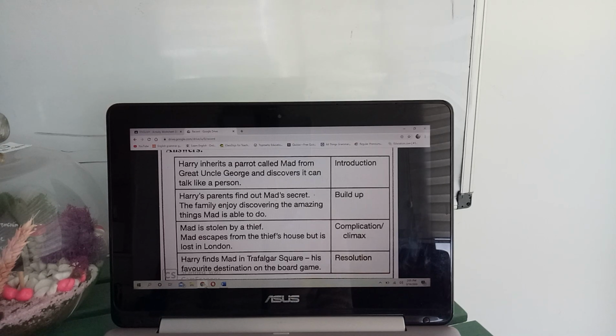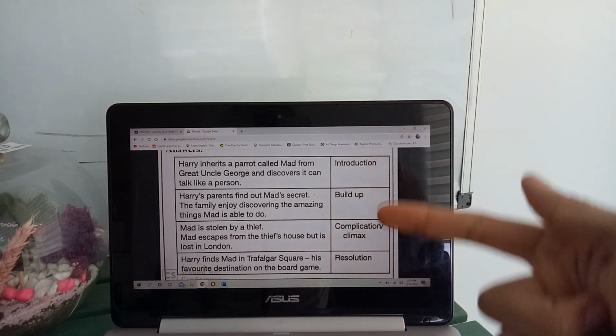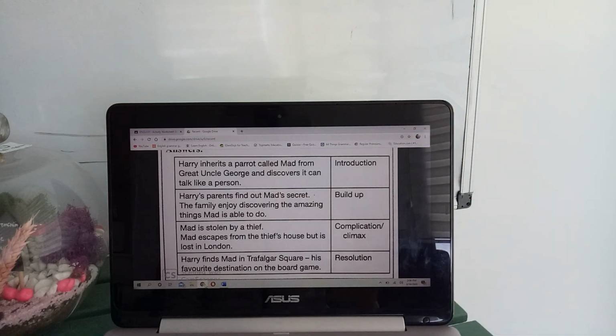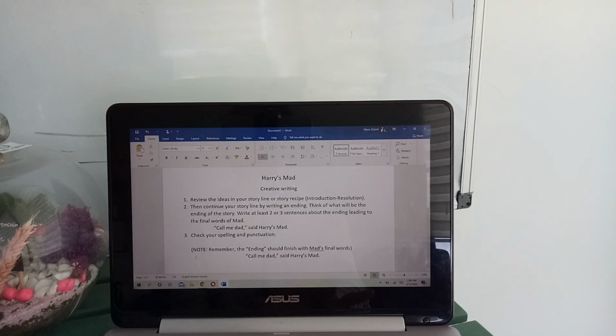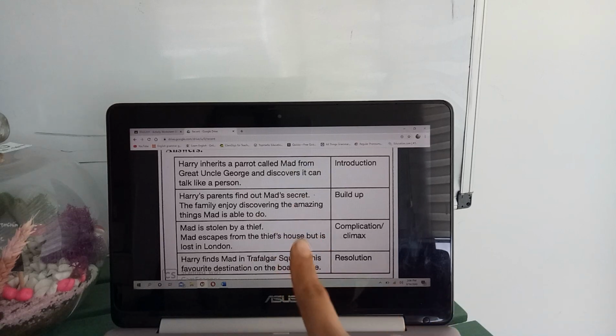Now, our activity for today is we are going to predict what happens in the ending, using this timeline we have. What happens next? What do you think is the ending? So on your notebook, you are going to write a prediction of the ending. You have to review the storyline or the story recipe, the one that we did earlier, this one. You can check it.